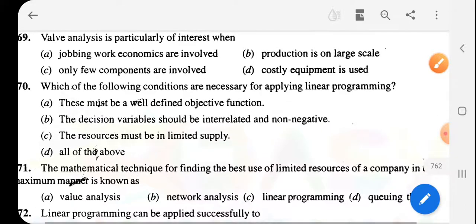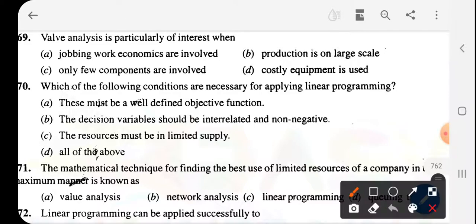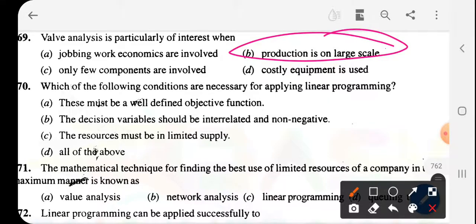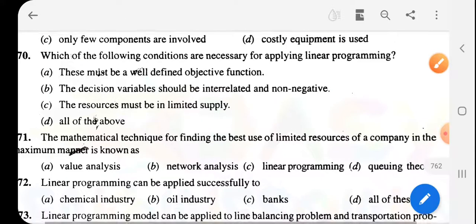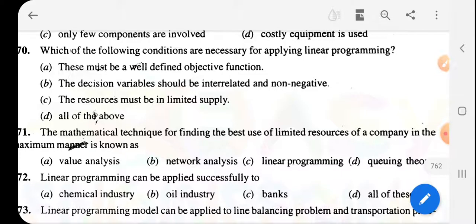Value analysis is particularly of interest when, B, production is on a large scale. Production is on a large scale, that time only value analysis is of particular interest, because there you have to decrease the cost. Whenever products are in large scale, in thousands and lakhs, then if you decrease even 1 paisa, it will be very helpful.